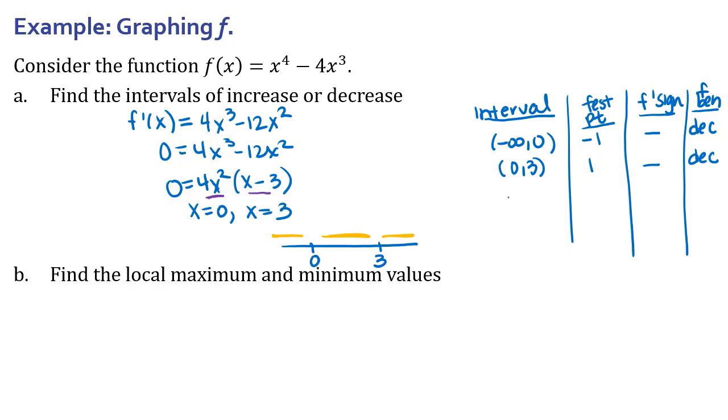And then we'll look at 3 to infinity. Let's check 4 as our test point. 4 times 4 squared gives us a positive number, and 4 minus 3 also gives us a positive number. So the derivative is positive, which means this function is increasing there.